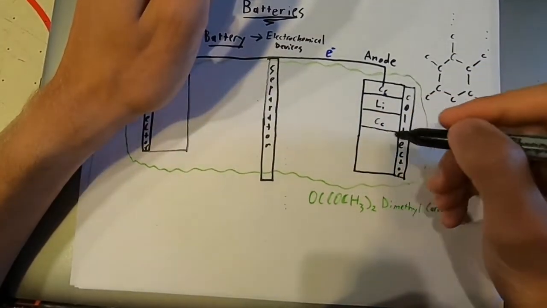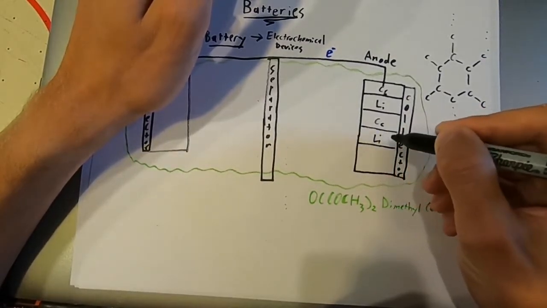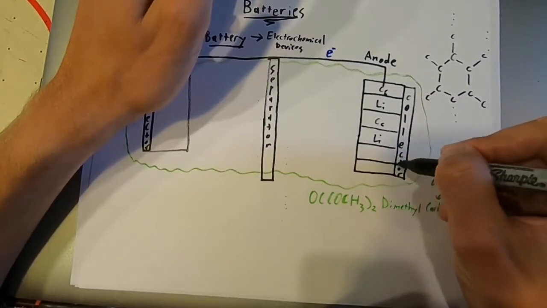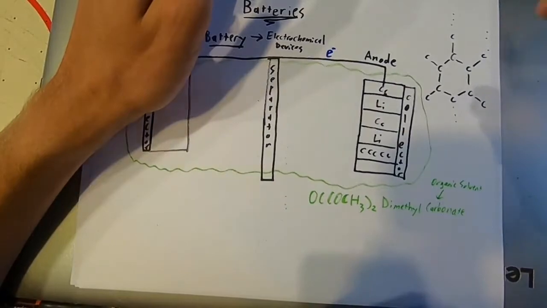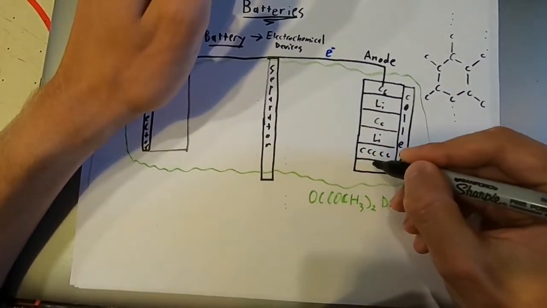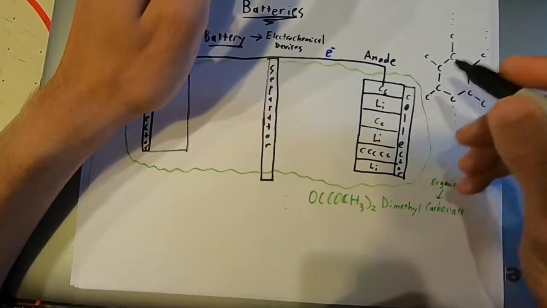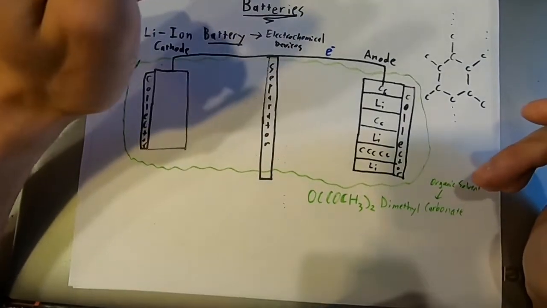So if you look at this from a side view, you might have a lithium ion trapped in there. But then this would just be a whole bunch of carbon. So this would be like a top-down view of the graphite structure. This is kind of like a side view. And so then we have a bunch of lithium atoms that are trapped in between layers.